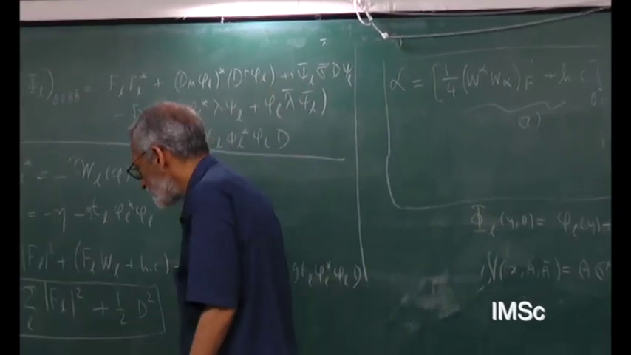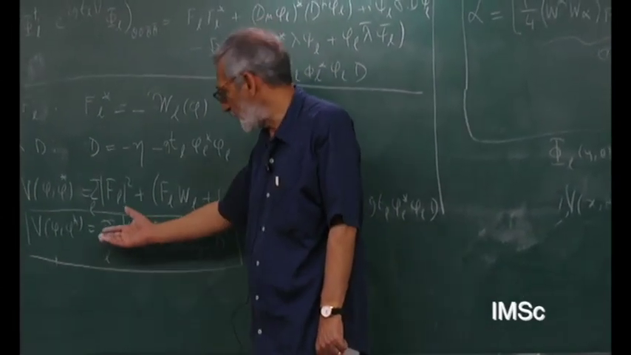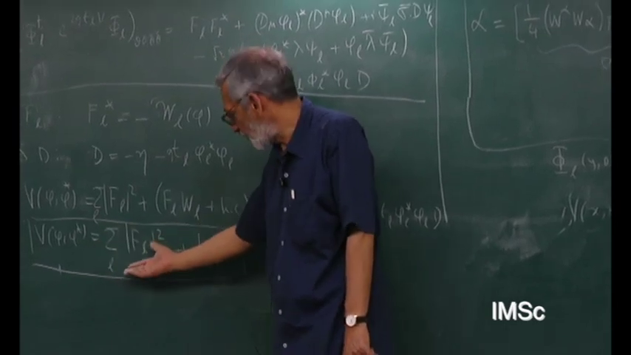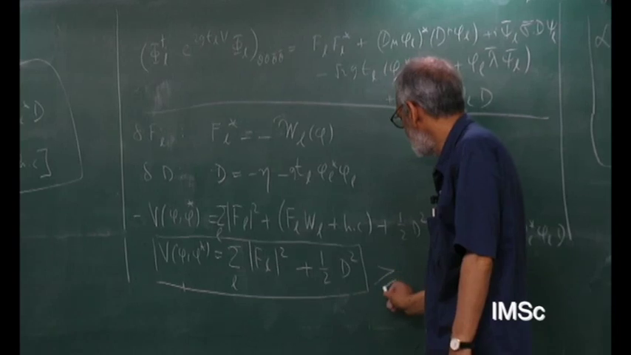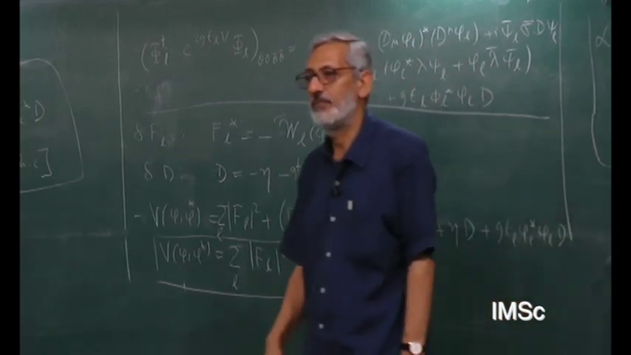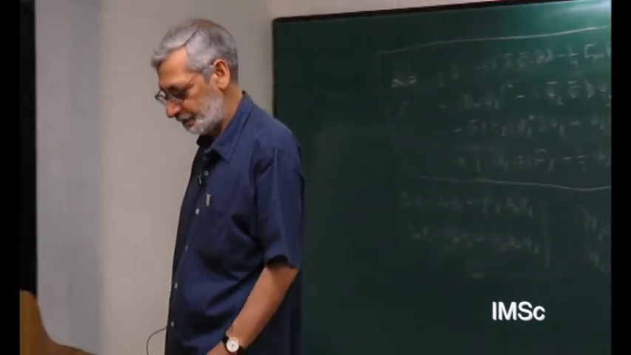Again, as promised, this is a supersymmetric theory. The potential function is a sum of positive terms, therefore always non-negative. And you will stop there.